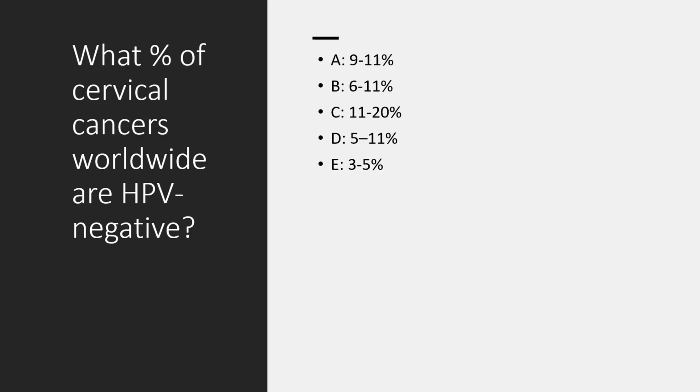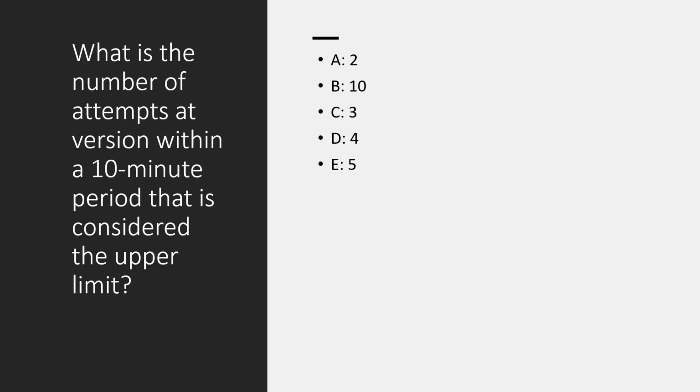So what percentage of cervical cancers worldwide are HPV negative? Is it A, 9 to 11%? Is it B, 6 to 11%? Is it C, 11 to 20%? Is it D, 5 to 11%? Or is it E, 3 to 5%? And the answer is D, 5 to 11%.